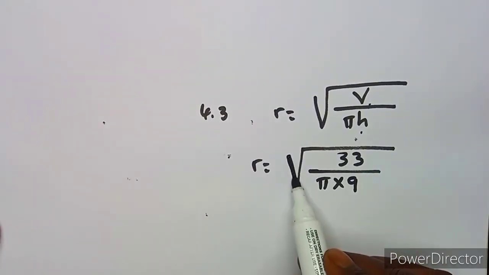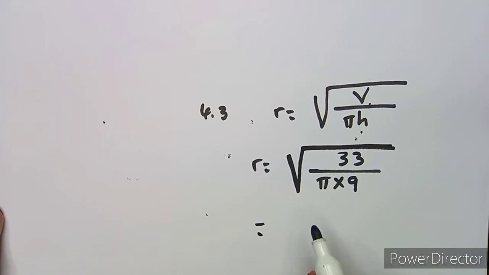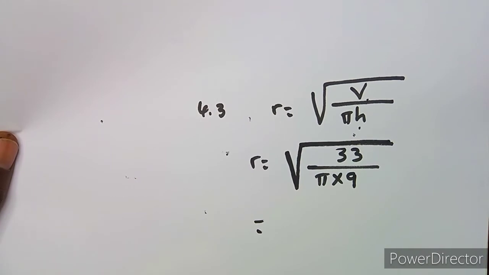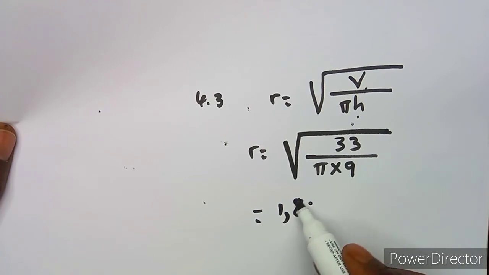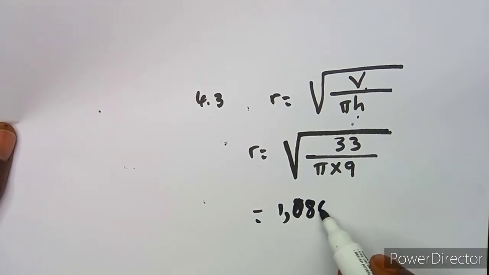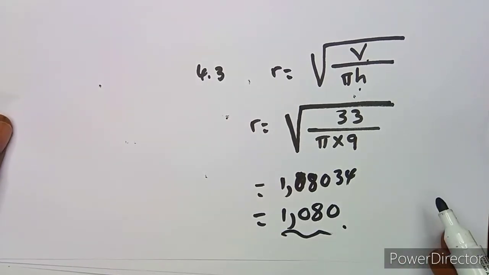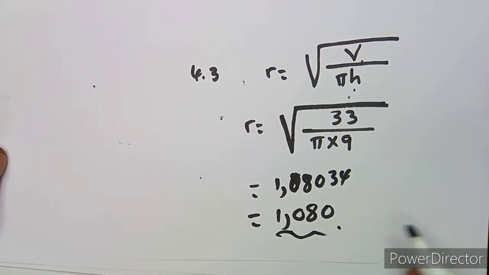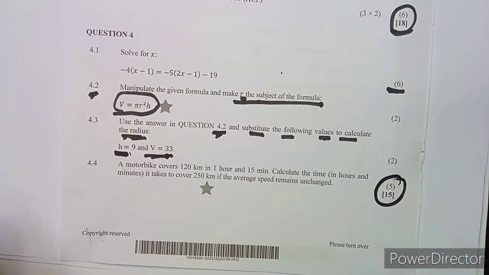It's just a matter of substitution, and make sure that everything is covered by the square root on your calculator so that you can obtain an answer like this, 1,080 something, which is actually 1,080. And remember, we are supposed to leave our answer to 3 decimal places, so that's what we are going to have there. Then on 4.4, to conclude the whole question and make 15 marks.